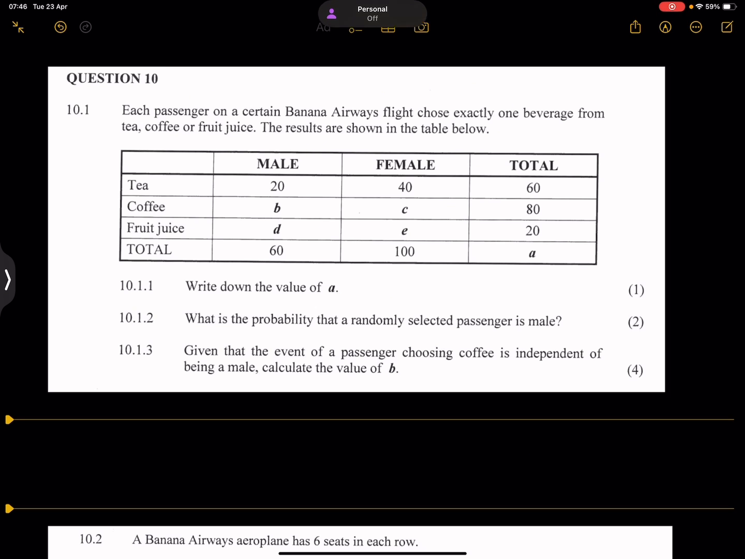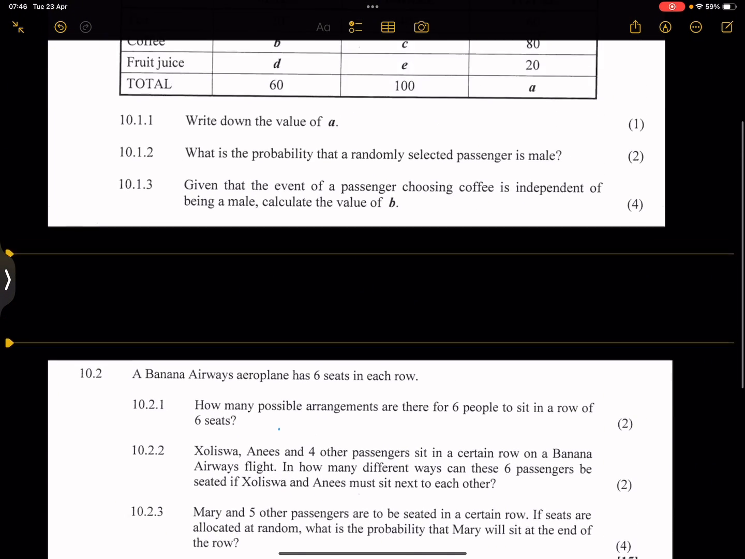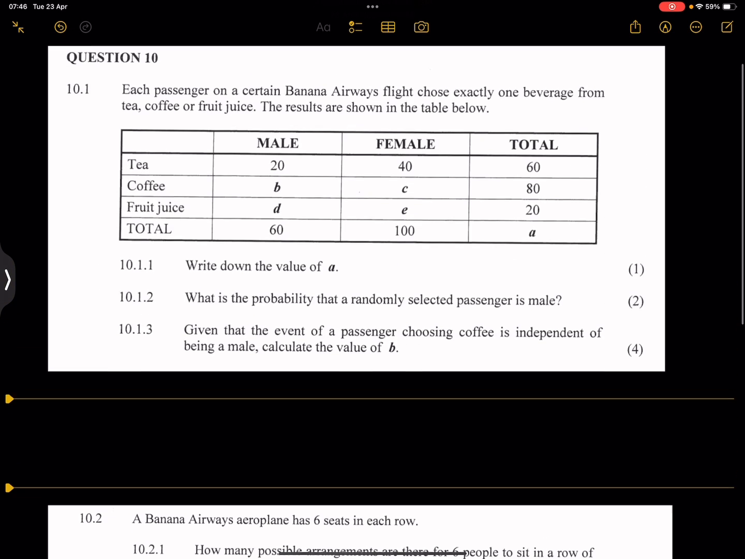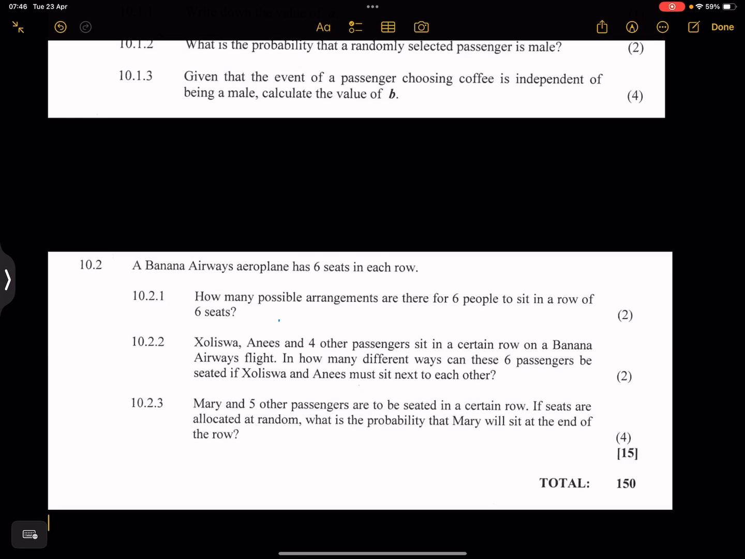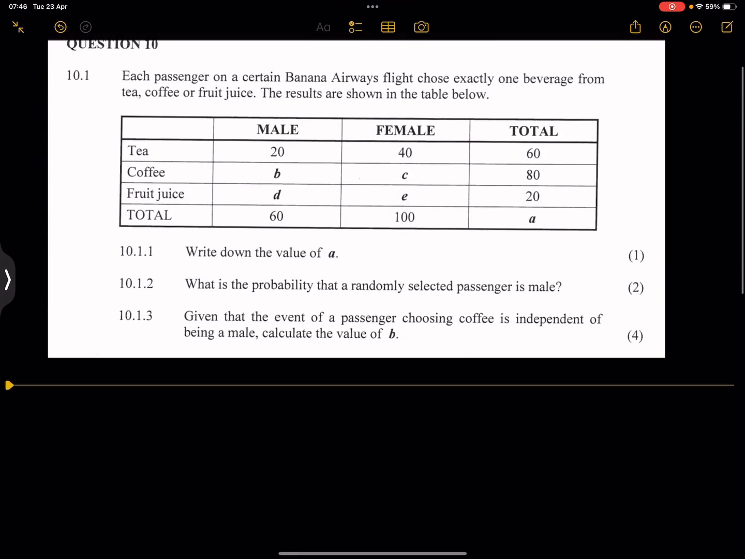And finally, question 10, ladies and gents. We are looking at probability, your favorite section. Let's start with the first one. They're giving us a contingency table there. Let's take this one down a bit.